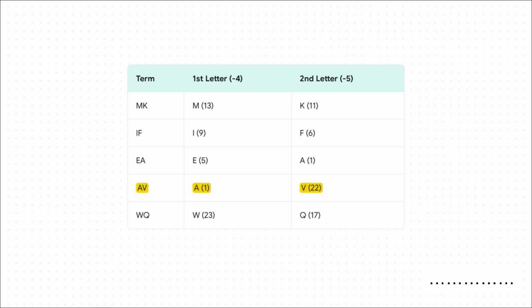Now for the second letters. K, which is 11, goes to F, which is 6. That's a -5. Then F, which is 6, goes to A, which is 1, another -5. So what's 5 less than A? Remember, the alphabet works in a cycle. If you go back 5 from A, you land on V. So the missing term is AV.